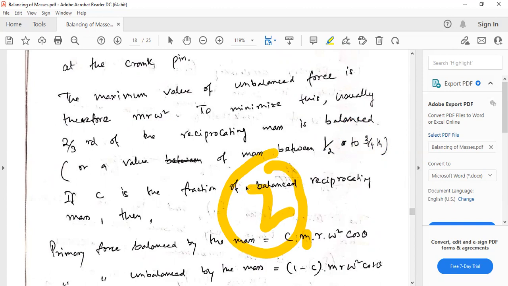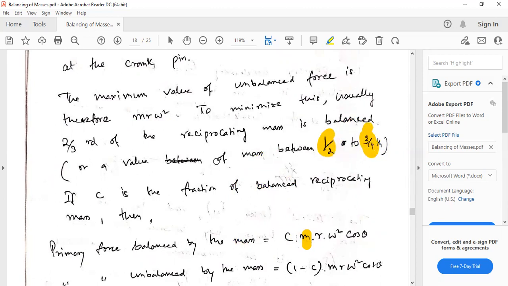We don't completely balance the 2 kg. We cannot do it actually. So for that, we take a ratio in between half of the mass to 3/4 of the mass. Actually, we usually take 2/3, but we can also take between half and 3/4. So let's take this term as c. c can be half, c can be 3/4, c can be 2/3, c can be anything between half and 3/4.